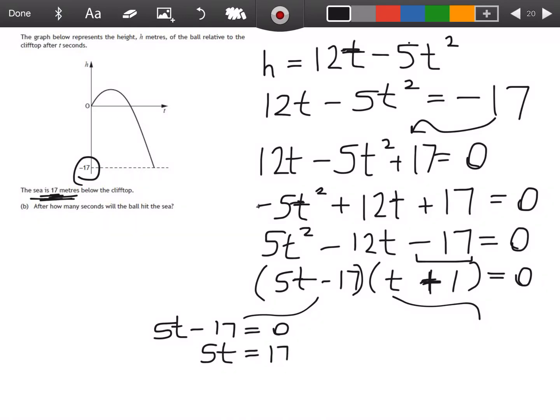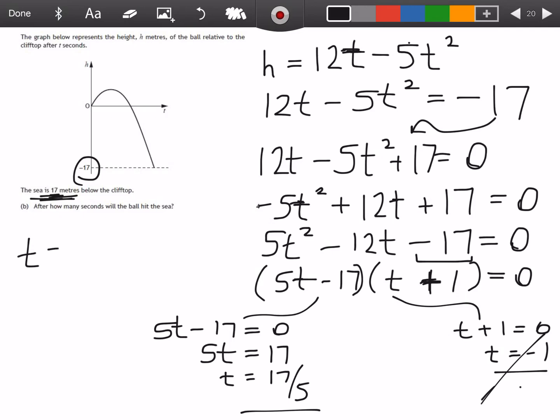5t is 17. 0 add 17. t equals 17 over 5. And in this one, t plus 1 equals 0. Move the plus 1 across. T is negative 1. That's our two solutions. So the question actually says, after how many seconds will the ball hit the sea? See this one here? Time negative 1 seconds? That doesn't make sense, okay? So basically the answer is 17 over 5 seconds.